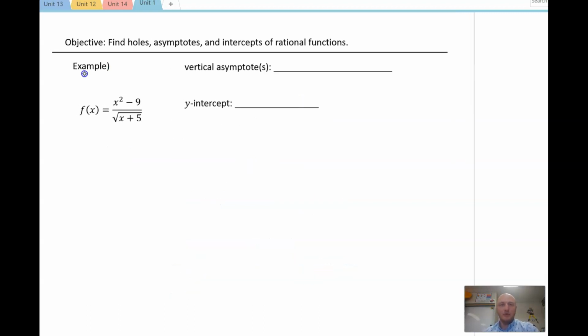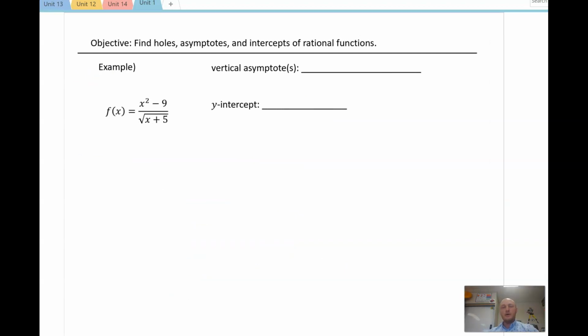Last example before we go. Here's kind of a weird looking example, and you'll see this more next year in calculus, where we have a rational function with a radical in the denominator. So here they're just asking us, what is the vertical asymptote? If I want to find a vertical asymptote, I know I take my denominator and set it equal to 0. So I have to solve this.